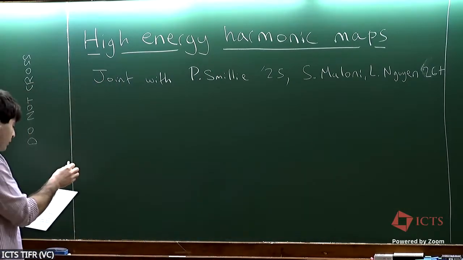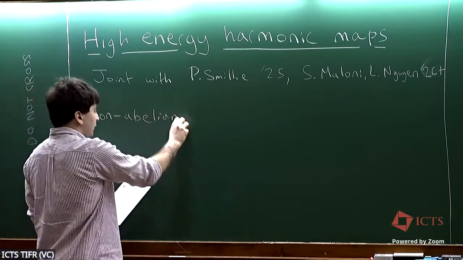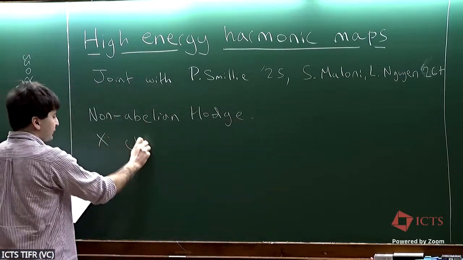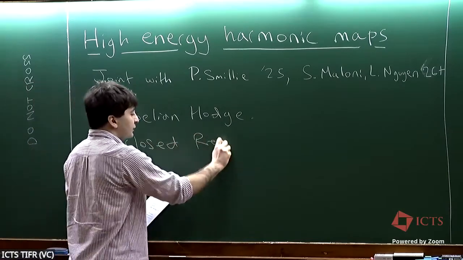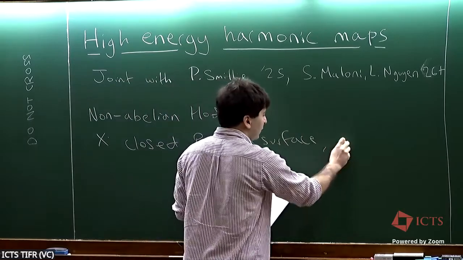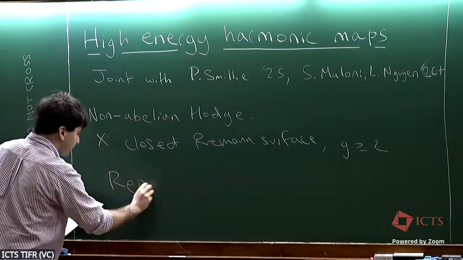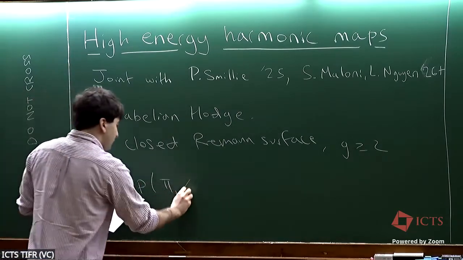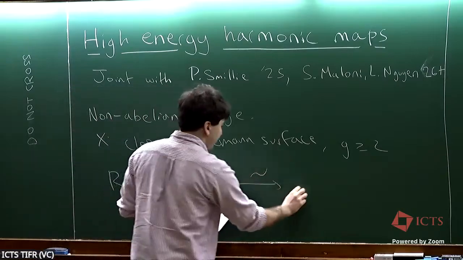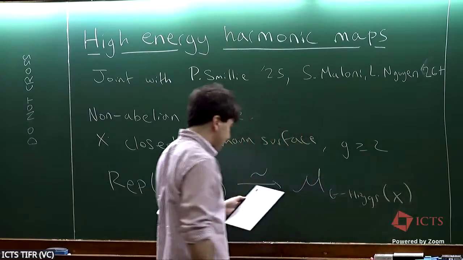Okay, so the starting point of this talk, at least for this audience, would be the non-abelian Hodge correspondence. So throughout the talk, X will be a fixed closed Riemann surface of genus at least 2. And to me, the non-abelian Hodge correspondence is an identification from the representation variety to the moduli space of G Higgs bundles. And in this talk, I'm mostly just considering stable or polystable objects.